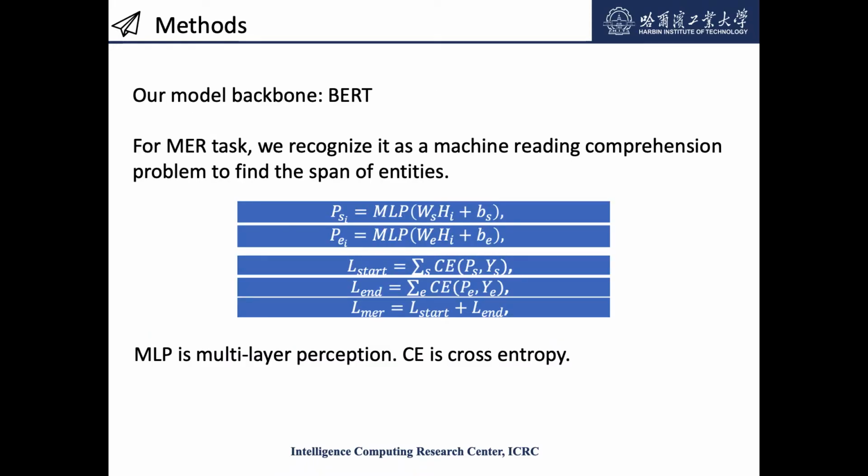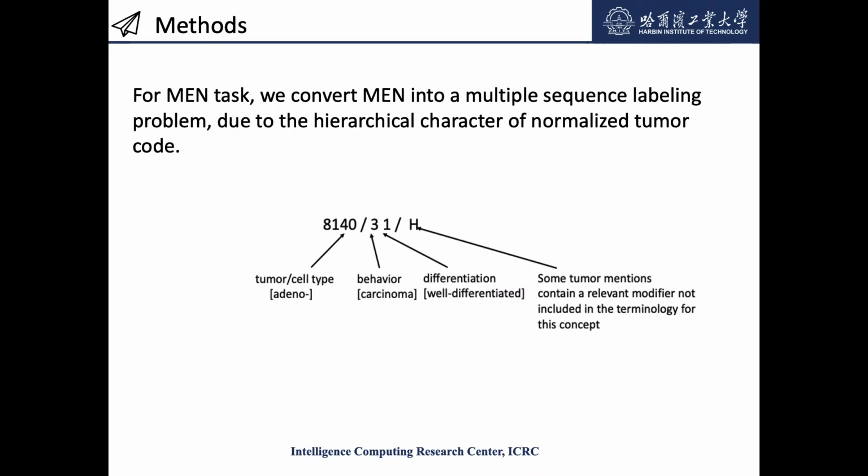For the MER task, we treat it as a machine reading comprehension task. We use the guideline definition of the entity type as the question and each sentence in the EHR as the context to get the answer span. We find the start position and the end position of the answer, which is the entity we should recognize. We define the task in the following equations. The loss of our MER is the sum of the start position loss and the end position loss.